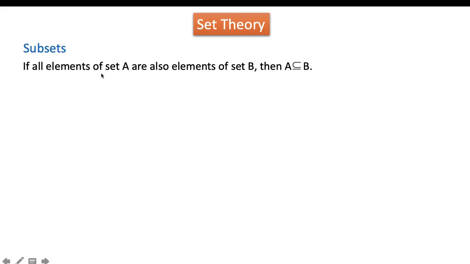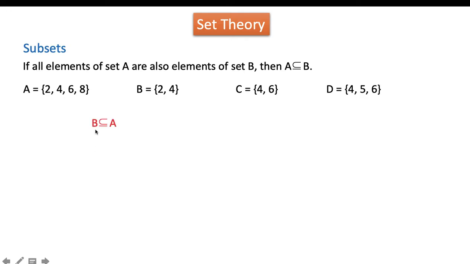If all elements of set A are also elements of set B, then we can say that set A is a part of set B, or set A is a subset of set B. So consider these 4 sets here. Notice that in set B, the elements 2 and 4 can be found in set A. So we can say that since set B is a part of set A, set B is a subset of set A.